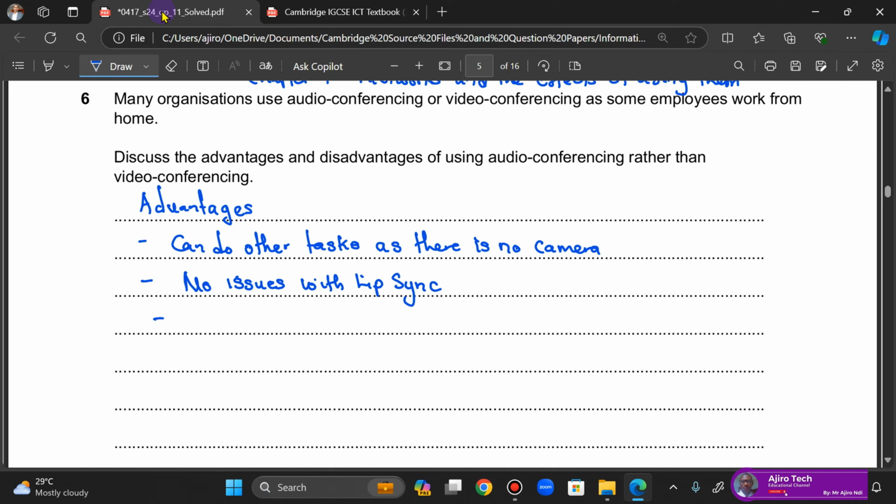The next one is less equipment. It's just audio, just your telephone to join in, or if it's electronic, you can join in with your smartphone. Unlike video conferencing where you have to get your webcam, your speaker, and your microphone separately, here less equipment is required, which makes it cheaper.